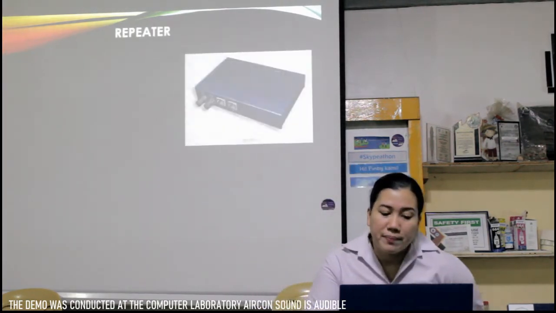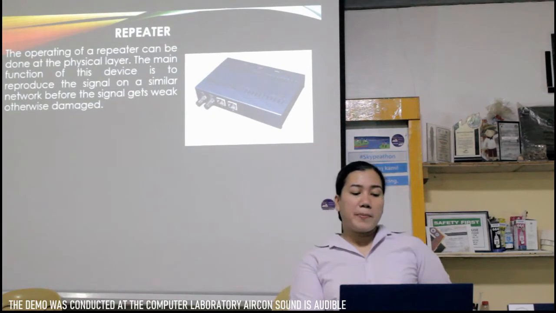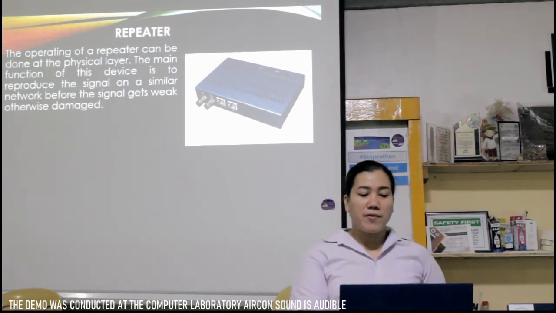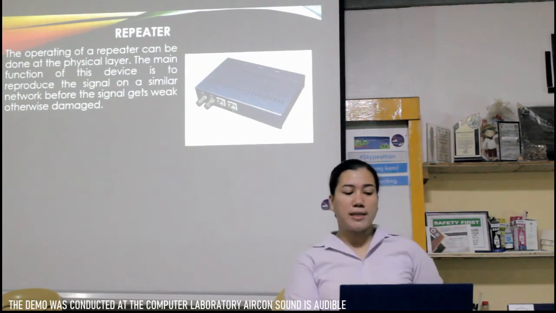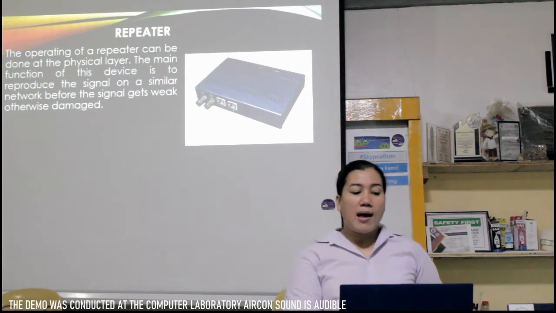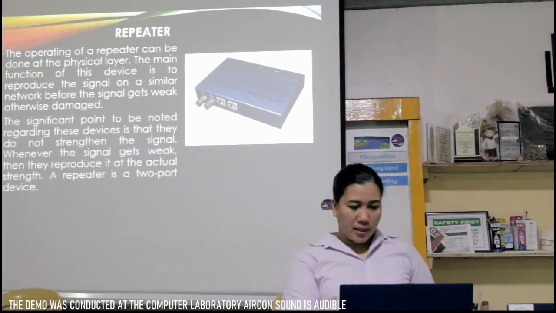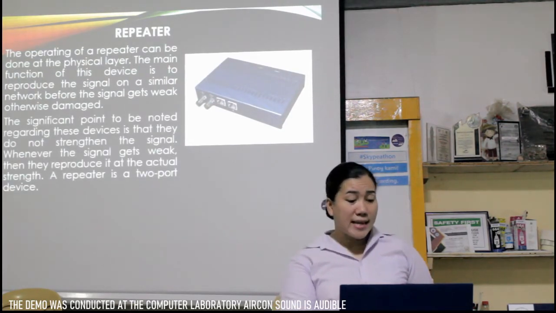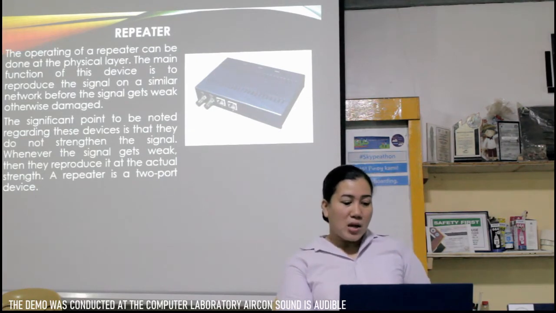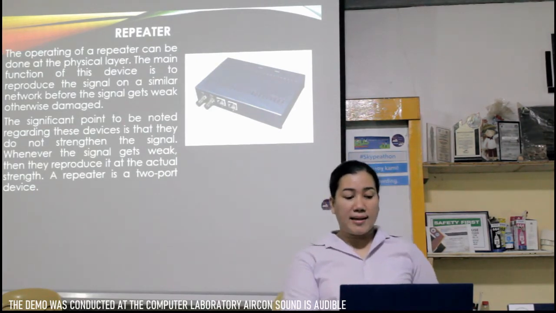Then we have the repeater. The repeater operates at the physical layer. The main function of this device is to reproduce the signal on a similar network before the signal gets weak or damaged. The significant point to note regarding these devices is that they do not strengthen the signal. Whenever the signal gets weak, they reproduce it at the actual strength. So a repeater is a two-port device.